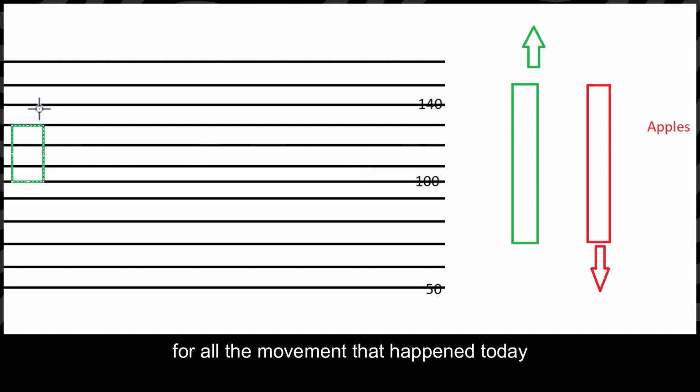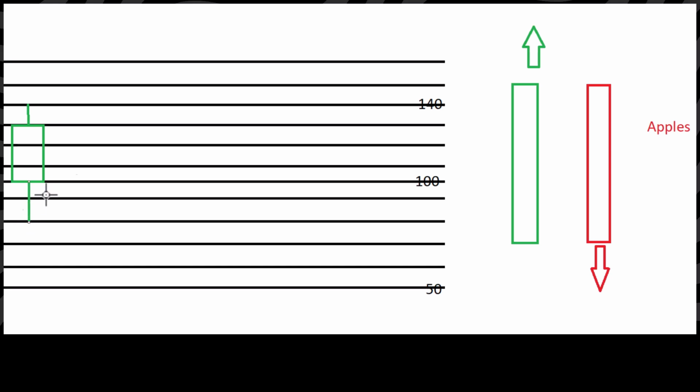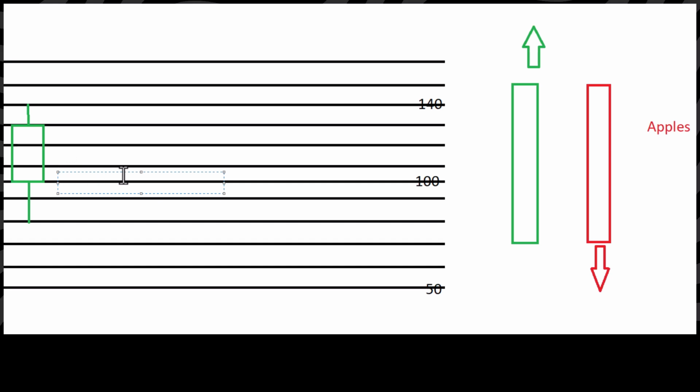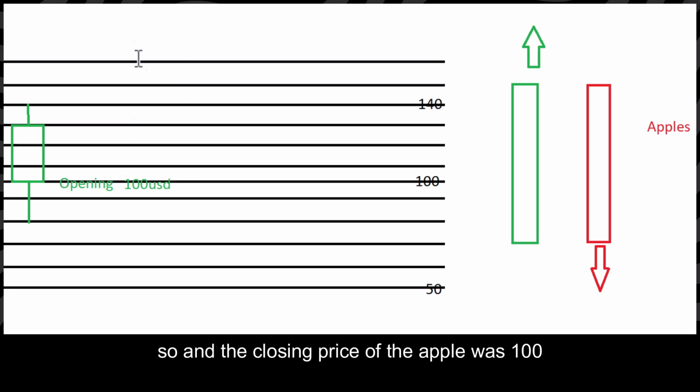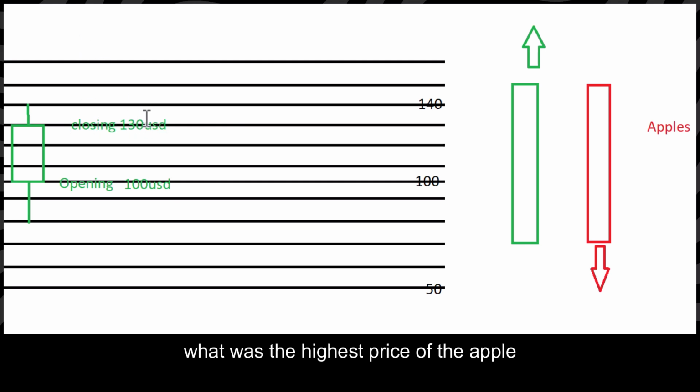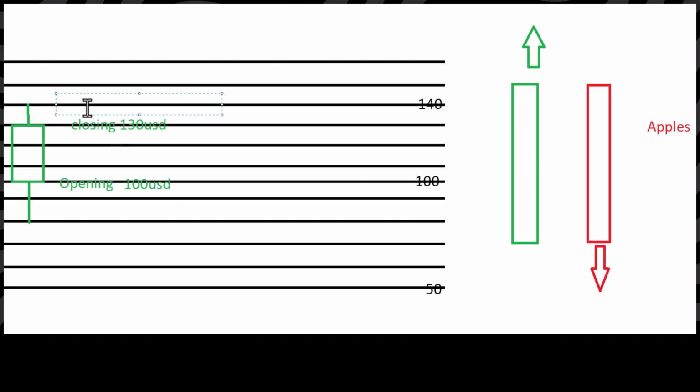For all the movement that happened today, when the day ends, the candlestick would look like this. By seeing this candlestick, we understand that this is the opening price of the apple, which was $100, and this is the closing price, which is 130 USD. The highest price of the apple in today's market was 140. So this was the high.